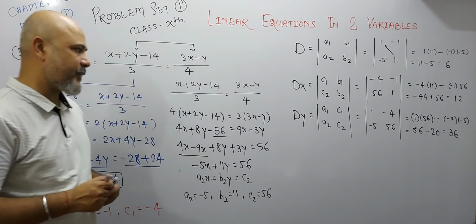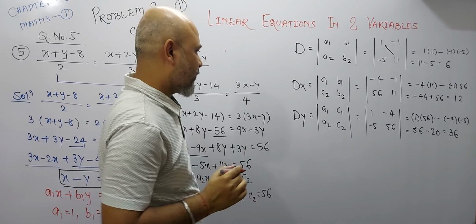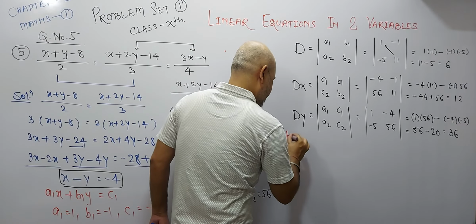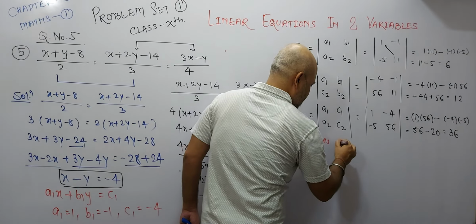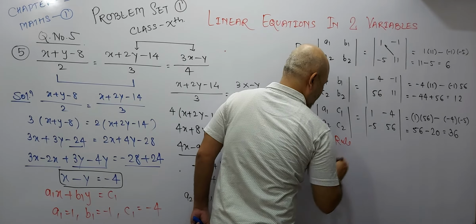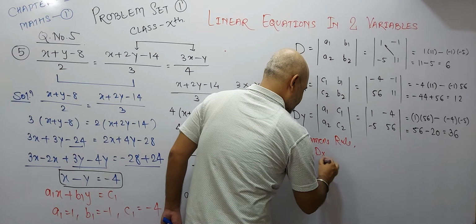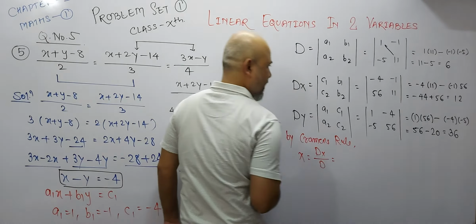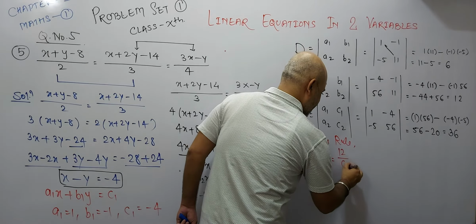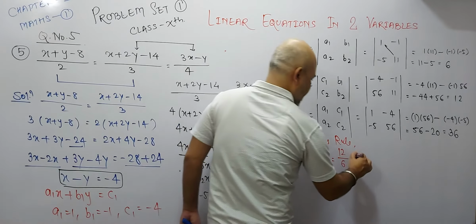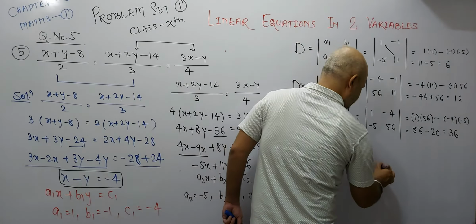Now by using Cramer's rule or Cramer's method, you are going to find out the value of x and y. So you will write by Cramer's rule or method, x is dx divided by d. So where dx is 12 and d is 6. So divide, so you will get 2.